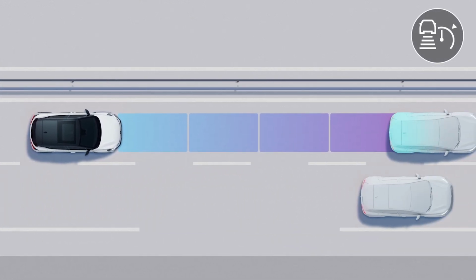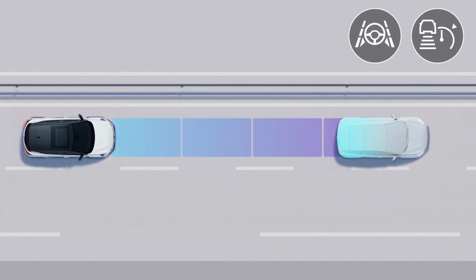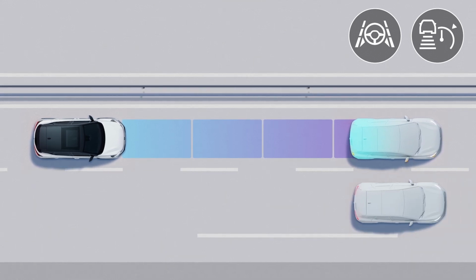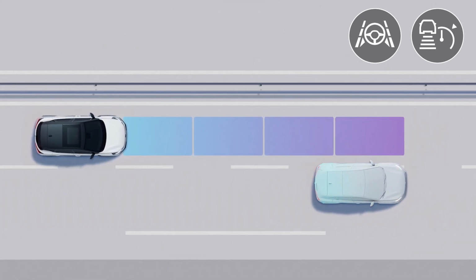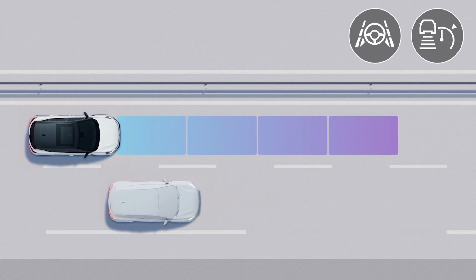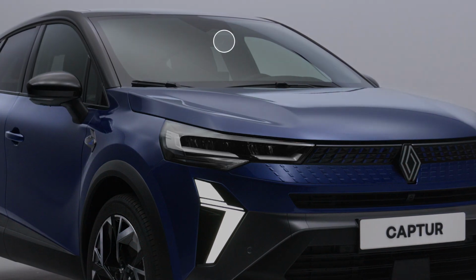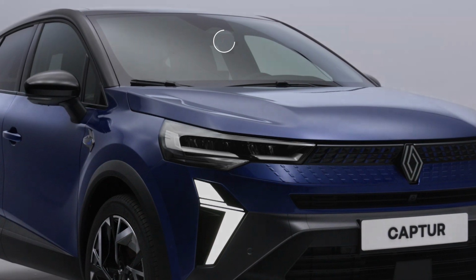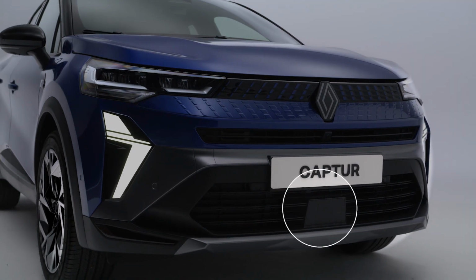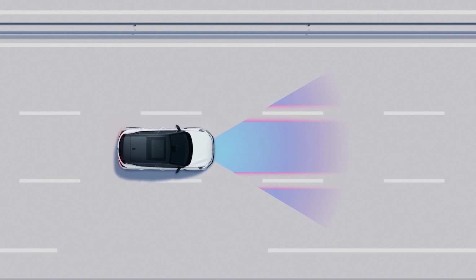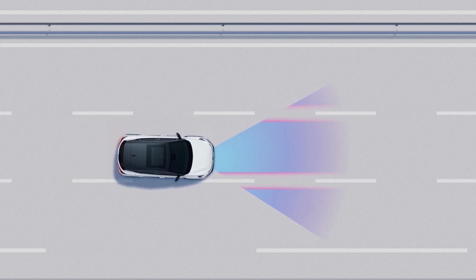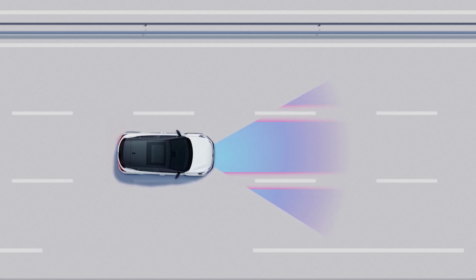Active Driver Assist combines stop-and-go adaptive cruise control with lane centering. The system uses information from the camera on the windscreen and the radar sensor in the front bumper to steer the vehicle and keep it centered in the lane, maintaining a cruise speed and a following distance from the vehicle in front.